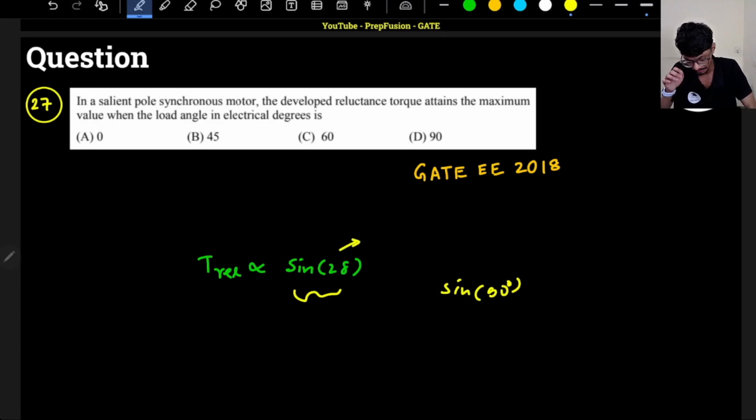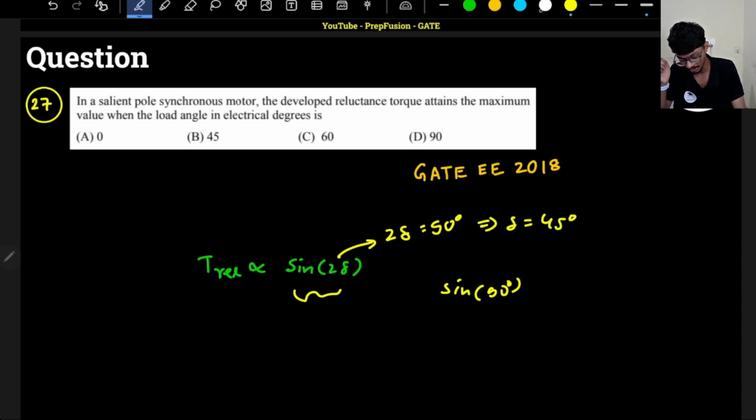That means your 2 delta has to be 90. That means your delta has to be 45 degrees. So at 45 degrees, it will attain maximum reluctance torque. Reluctance torque will attain maximum value when the angle will be 45 degrees.